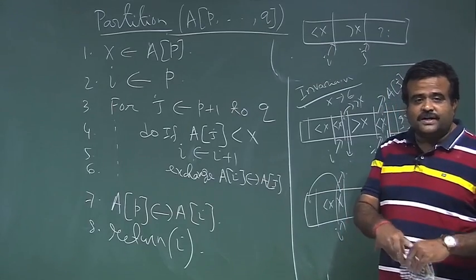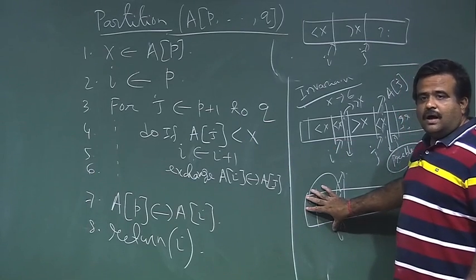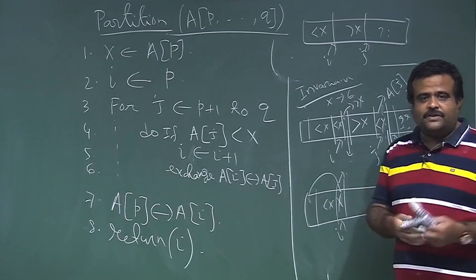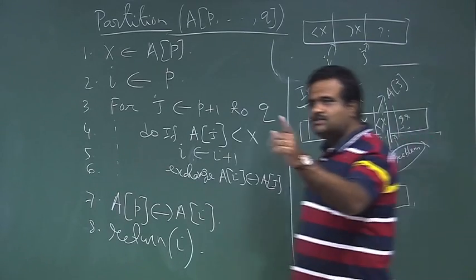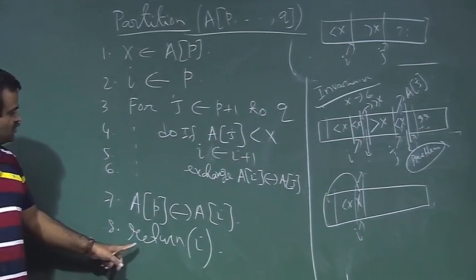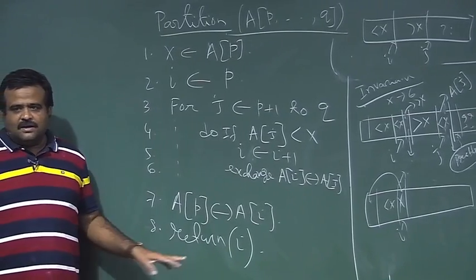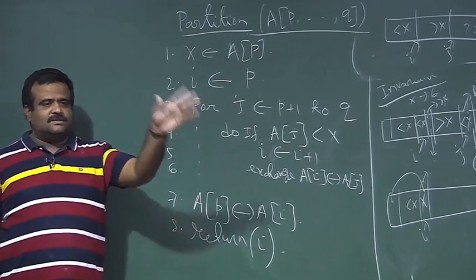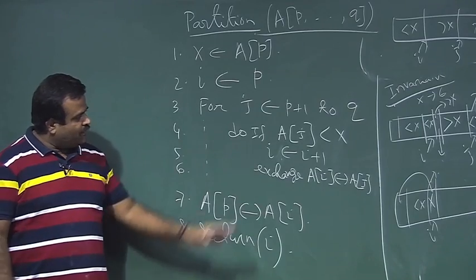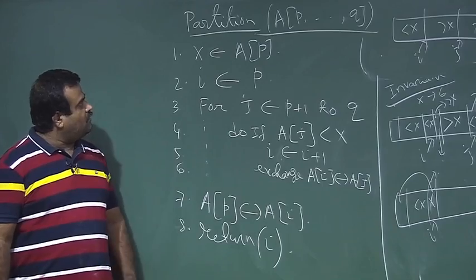Because in the conquer step, this is only the divide step. Again in the conquer step, we have to call QuickSort on this subarray and on this subarray. So, to identify the left subarray, we need to have the index where we kept x. That is why we need to return i. Unless we return i, we do not know where we kept x. Then we have to call QuickSort on this part and on this part. So, this is the pseudo code for the partition algorithm.